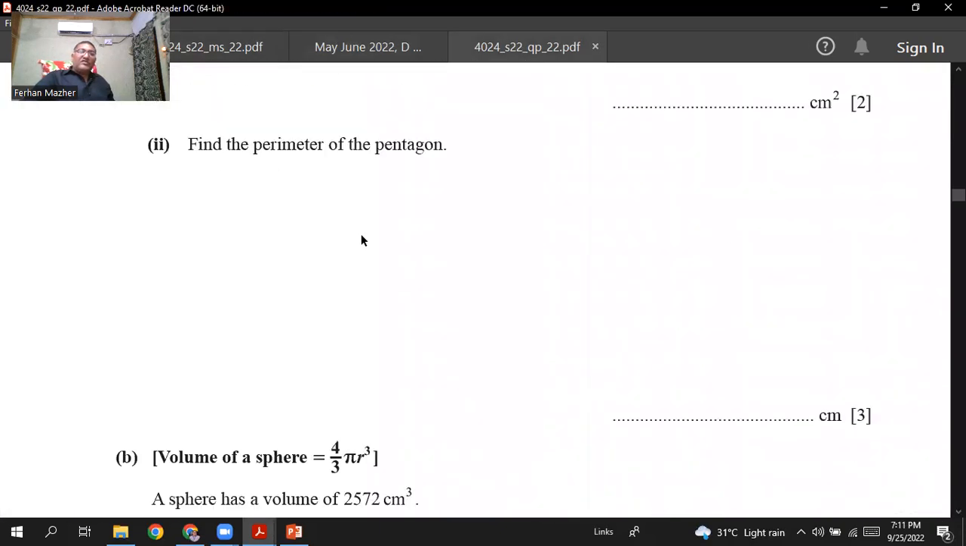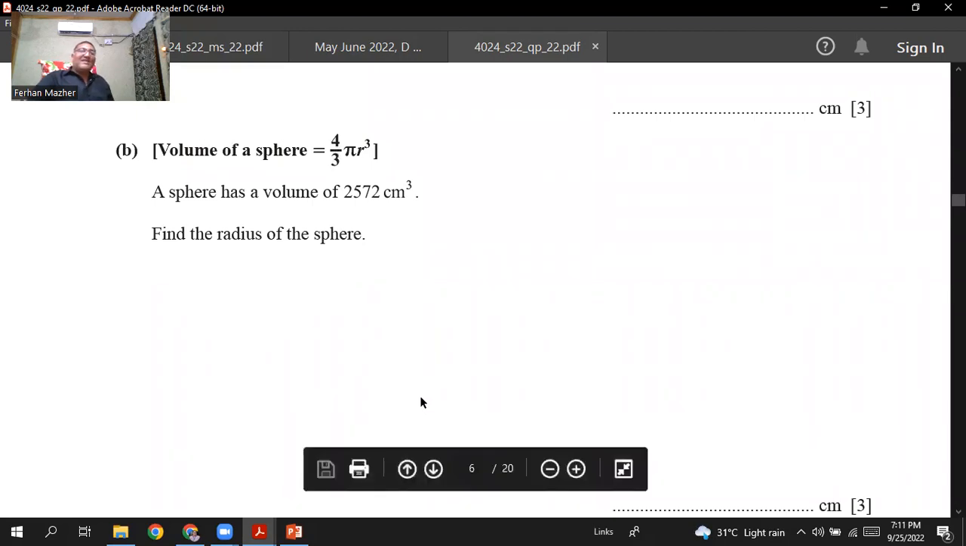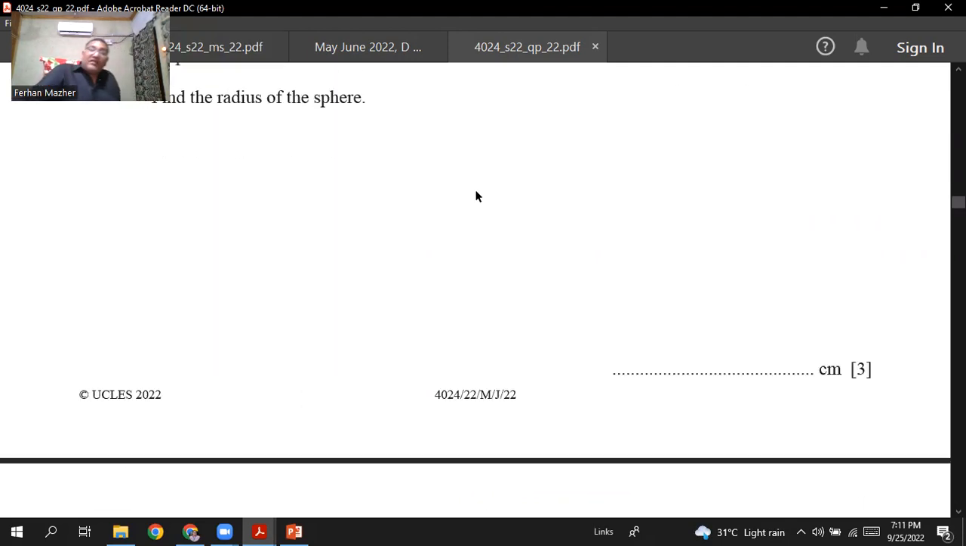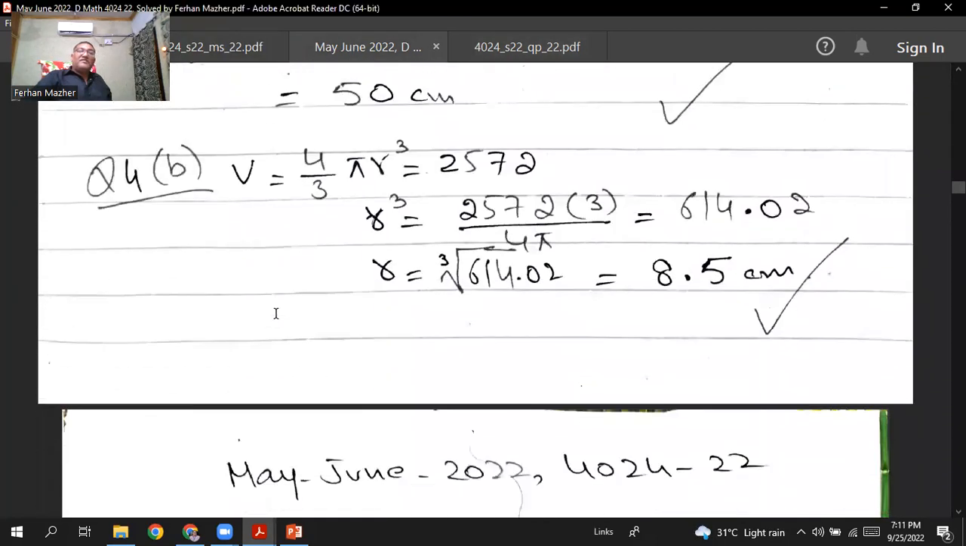Okay, so we are going to the next part. He says the sphere has a volume of 2572 centimeter cube. Find the radius of the sphere. Okay, you know the formula of the volume of sphere is given here. It's 4 by 3 pi r cube. So, and the volume is given. We want to find out the radius. Very simple and straightforward question, 3 marks. Okay, let me show you how this is done.